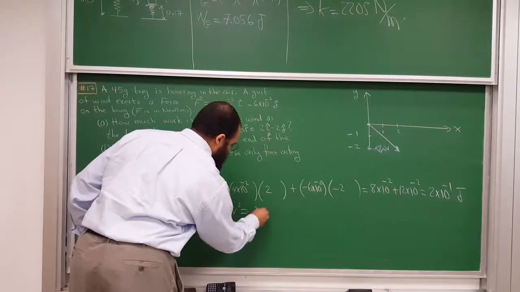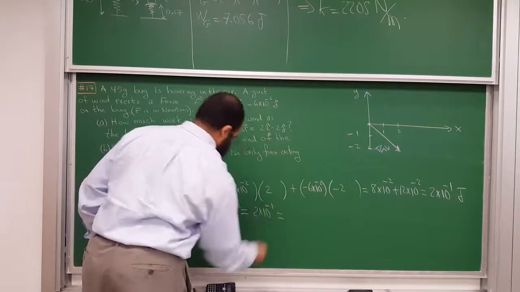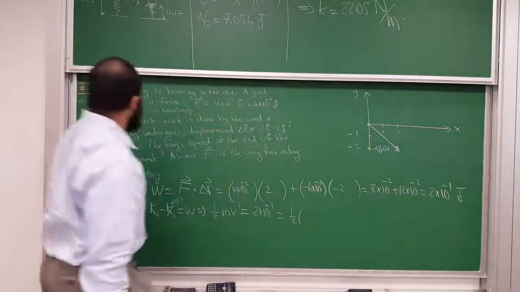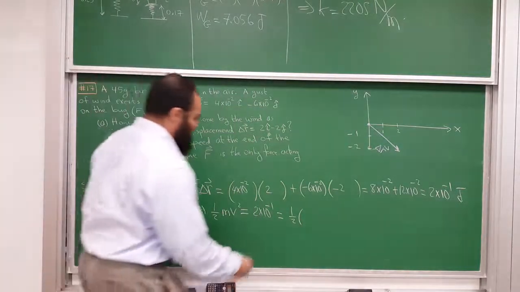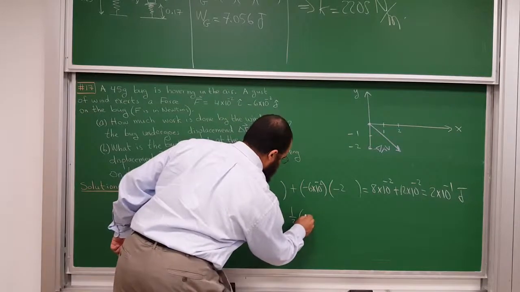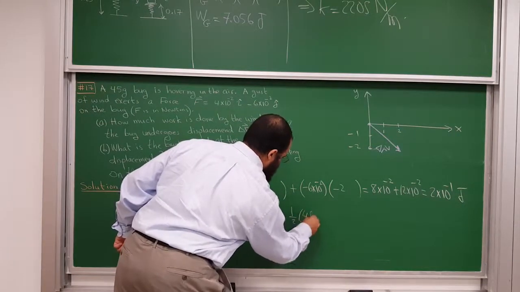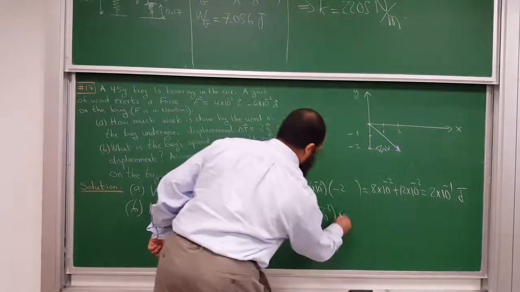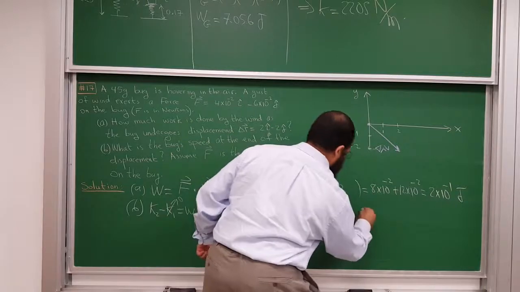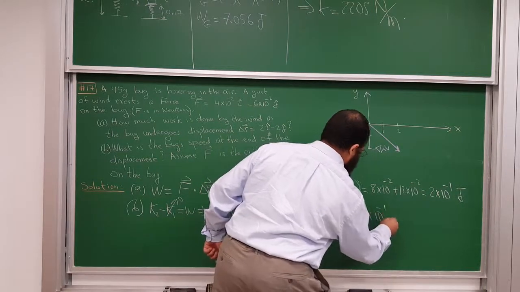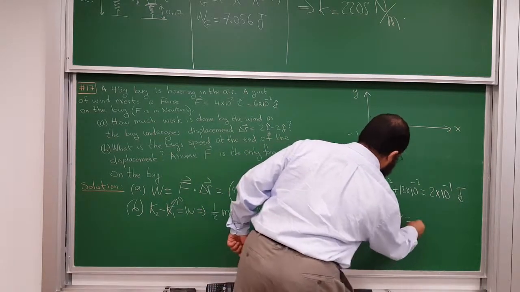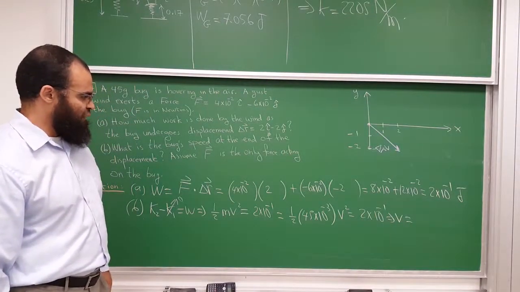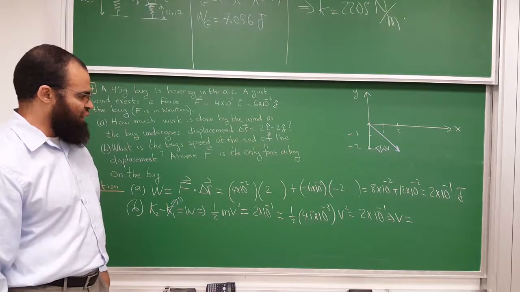And W is 2 times 10 to the minus 1. So let's see what we get. So we have 1/2. What's the mass of the bug again? 45 grams. That's 45 times 10 to the minus 3, changed to kilograms, times V squared is equal to 2 times 10 to the minus 1. And so we get V equals, well, we have to use the calculator here. That'll be 0.45 times 10 to the minus 1.